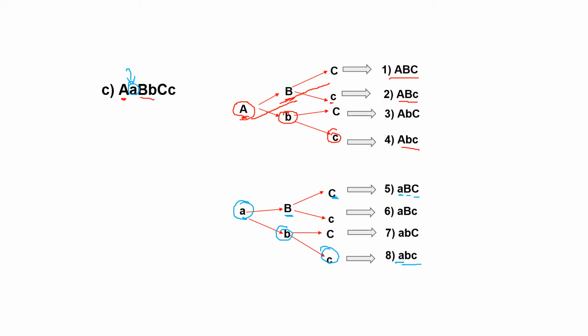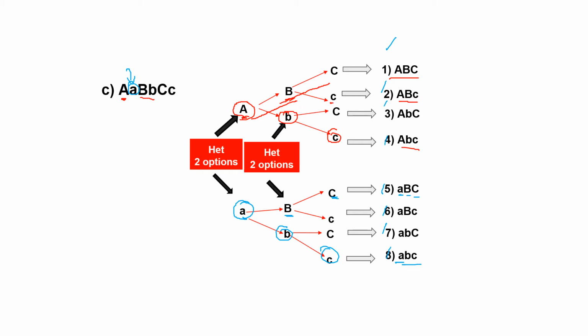And here you just have to count. So you get 1, 2, 3, 4, 5, 6, 7, and 8. And this is how you can, in a different way, calculate how many gametes you have. And remember, you have 2 options because they are heterozygous, 2 options because they are heterozygous, and 2 options because they are heterozygous.